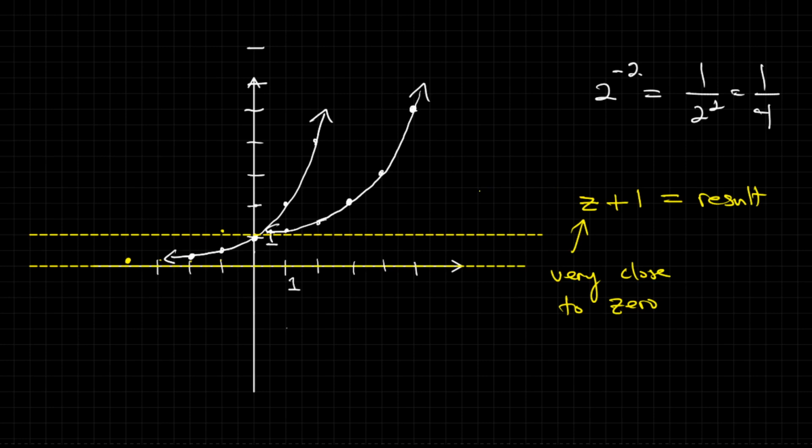And that might not be too hard to digest, if you will, because think about what we're doing. We're taking all of the y values and we're adding 1 to them. So it makes sense that if you had a horizontal asymptote, it would move up by 1.